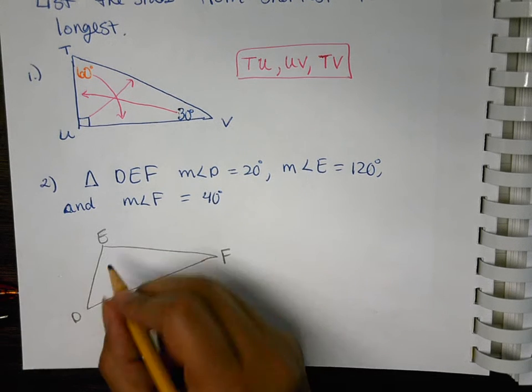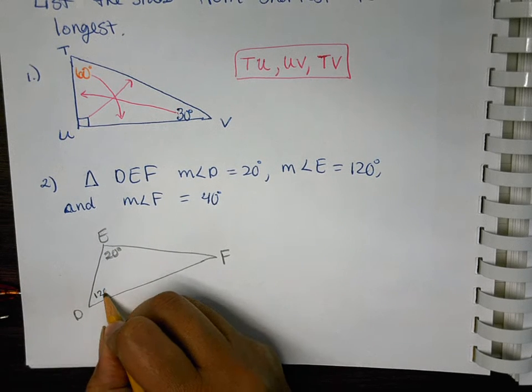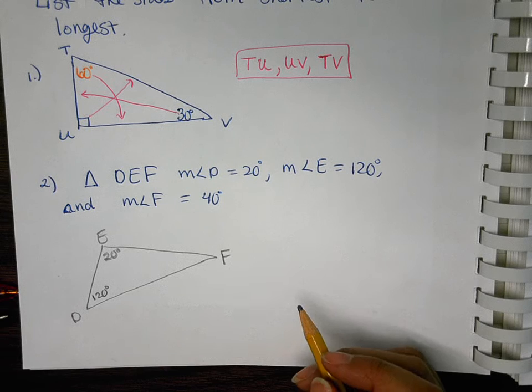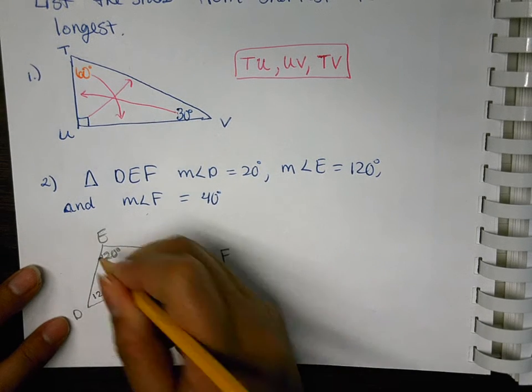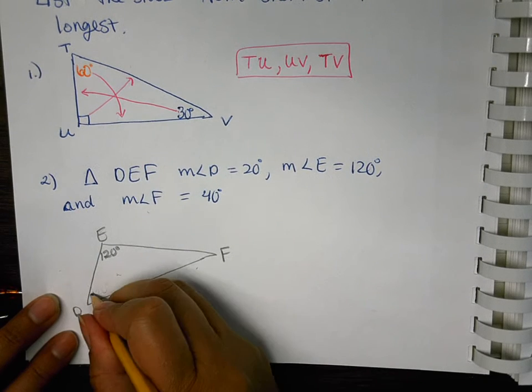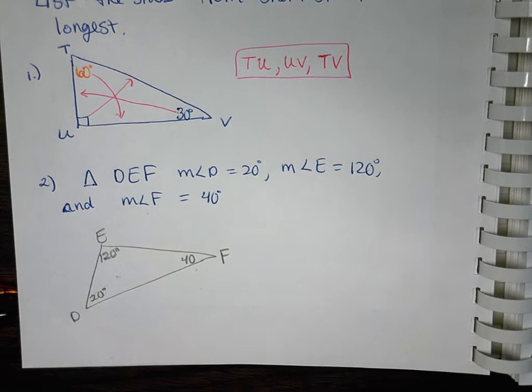And D is 20 degrees. E is 120 degrees. Oh, I lied. E is 120 and D is what? 20. Thank you. And F is 40. Okay. So can we do the same thing we did on the last one?